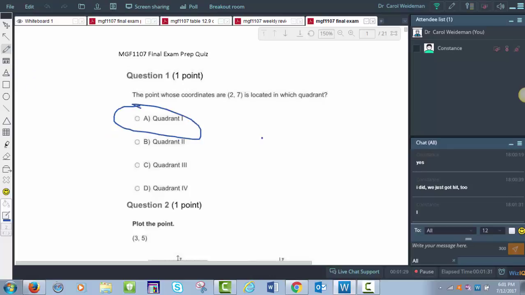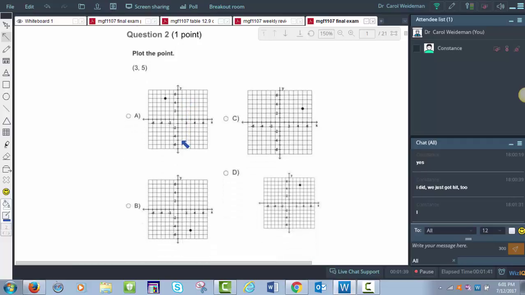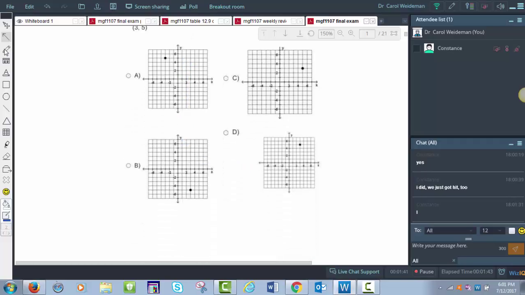Good. And then a simple plot the point. I'm just going to go ahead and do this one. So it's 3, 5. We start at the origin. X is 3, Y is 5, and it looks like it's choice D. Make sure I pick the right one. Yeah, it's D.